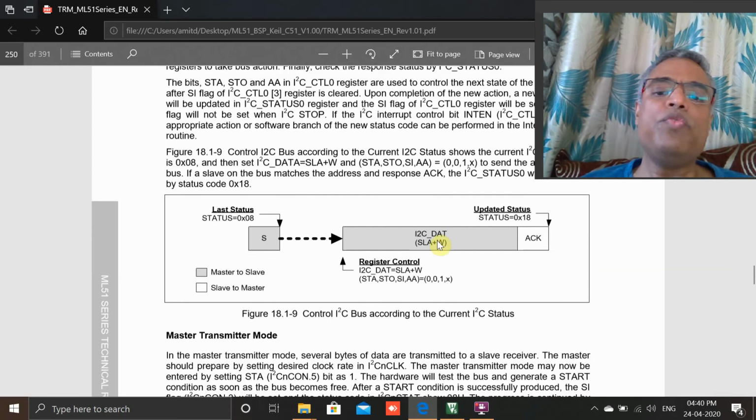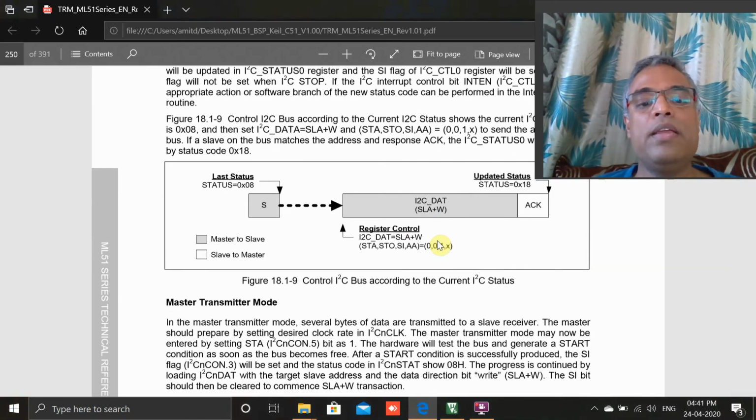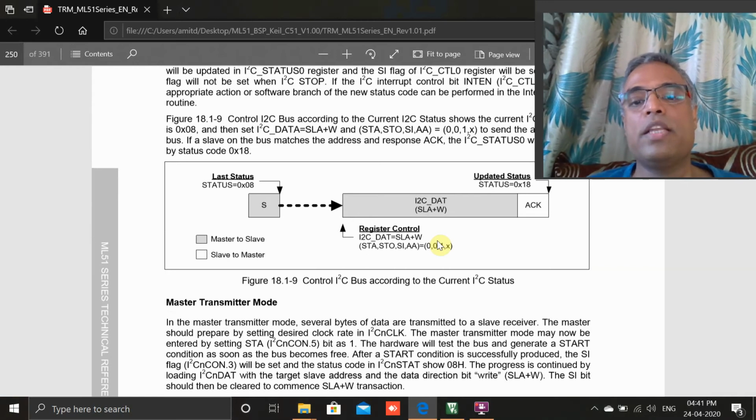Okay, so we are going to look at only two modes here, only the master modes, that is the master transmitter and the master receiver. We are not going to look at the slave mode at this point of time.